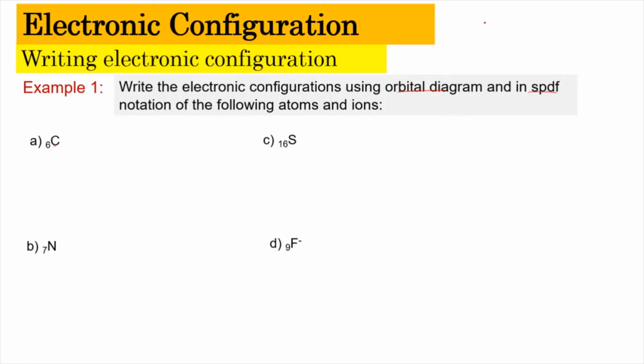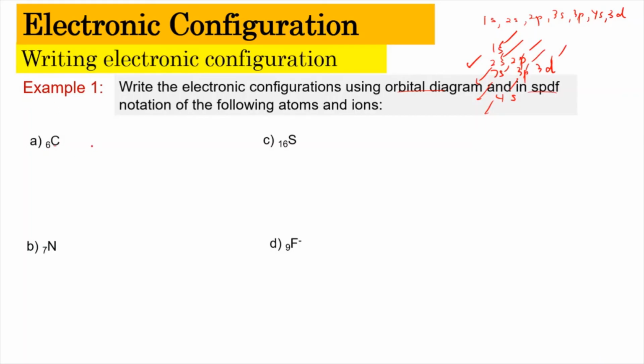So you know that I need to fill in with 1s orbital first, followed by 2s, 2p, 3s, 3p, 4s, and 3d here. Alright, so you need to remember the Aufbau principle. Okay, so fill in this one first, followed by this one, this one, this one, and this one. Okay, you can refer back to the previous slide. So for carbon, they have 6 electrons.